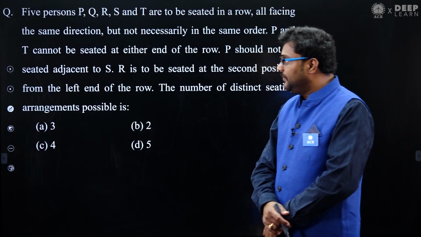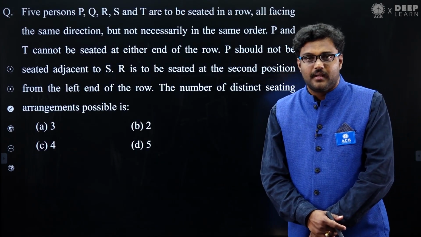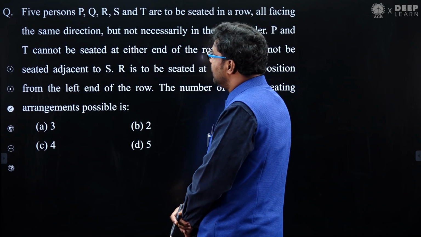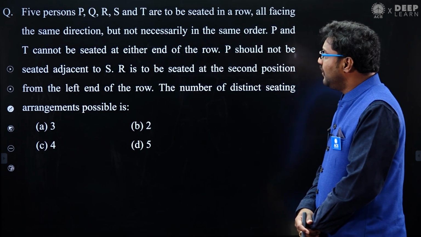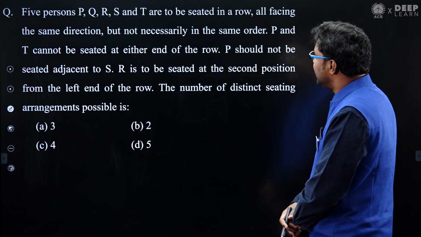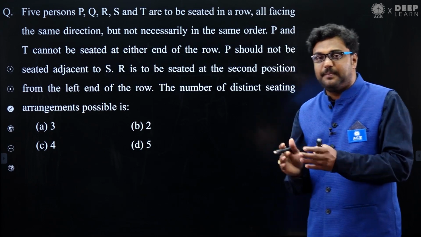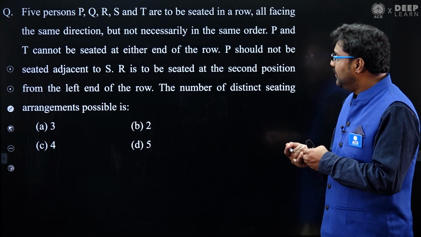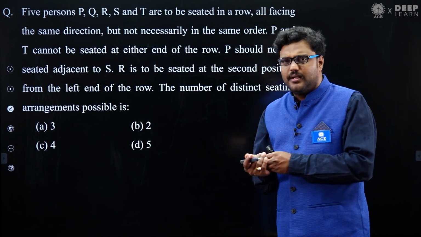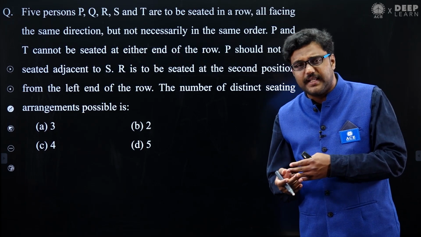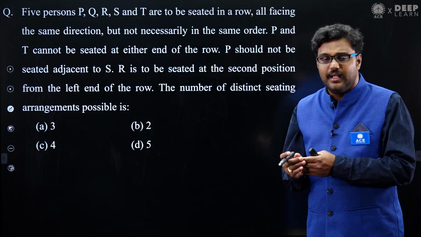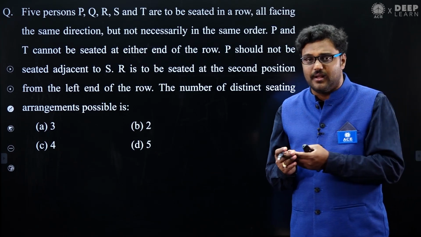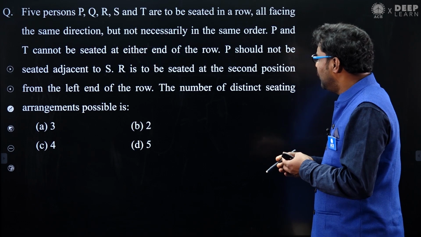Now see this next question, seating arrangements. They have given some conditions. See this: 5 persons P, Q, R, S and T are to be seated in a row. So we have to place 5 persons in a row, all facing the same direction but not necessarily in the same order. We'll consider by default all are facing towards north. For easy understanding, your right will be right and your left will be left if you are facing towards north.